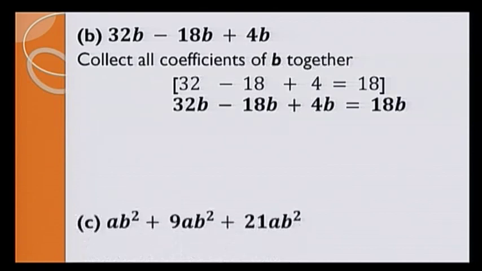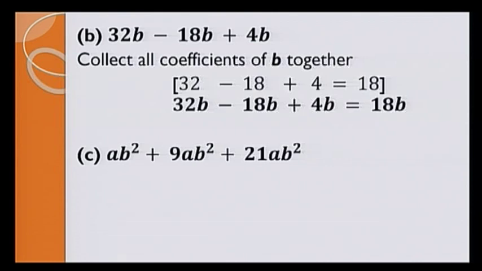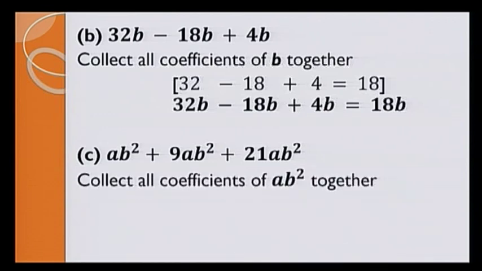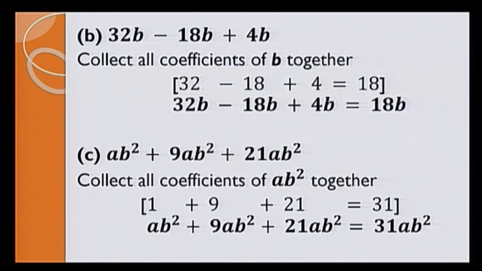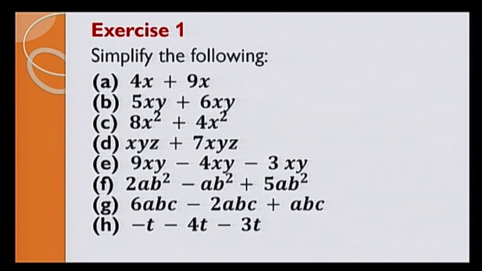Let's have a look at part C. ab square plus 9ab square plus 21ab square. Again, they are like terms. We are going to simplify them by collecting all the coefficients of ab square together. 1 plus 9 plus 21 is equal to 31. Therefore, the answer is 31ab square. Here is an exercise for you to practice.